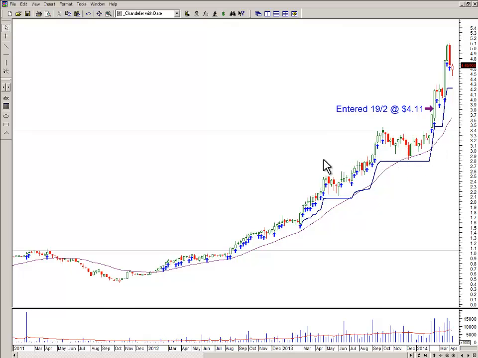Now, I've been in many other trades during this period and I can't be in everything. But after its pause, and when it broke out to new highs again and came up in my weekly trading system, I entered into it the next week. It also had moved beyond the round number of $4. So on the 19th of February, I bought into this trade at $4.11.